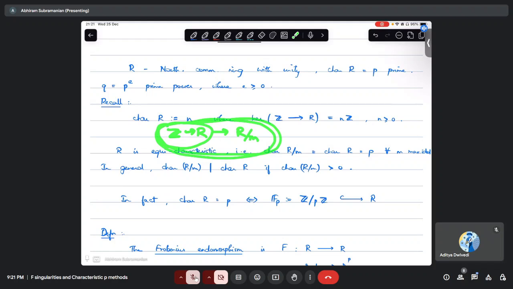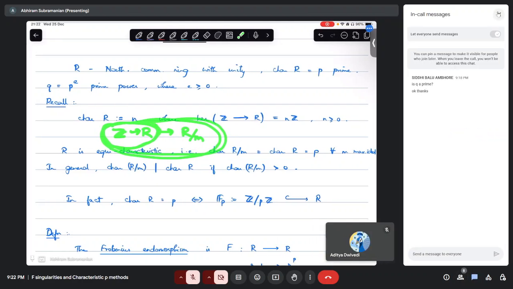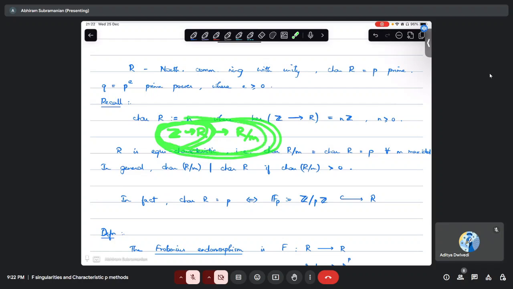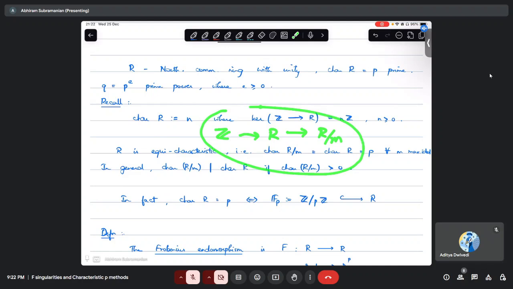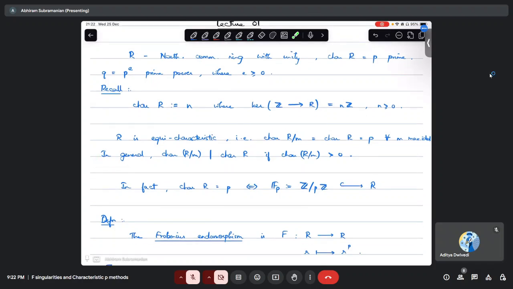So when does the characteristic become zero? When Z injects into that ring. If Z to R itself has a non-zero kernel, Z to R mod m should also have a non-zero kernel. It cannot have kernel zero, which means Z to R mod m should have a positive characteristic. And that is the reason why the characteristic of R mod m divides the characteristic of R. But if Z to R itself has characteristic p, a prime number, it means that Z mod pZ, which injects into R, is a field. And so the characteristic of R mod m, if it divides a prime number, should be equal to that prime number. And that is the whole point of this discussion. Okay, thank you.